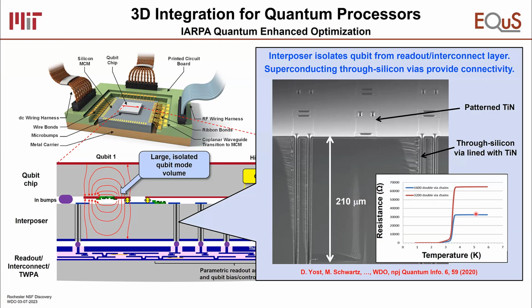And above the transition temperature, of course, titanium nitride has resistance. And you can see that the resistance doubles when we have twice as many vias. But below the transition temperature, it superconducts, right? And so both of these, whether 3,200 or 1,600 vias in series, both have zero resistance, true zero resistance.